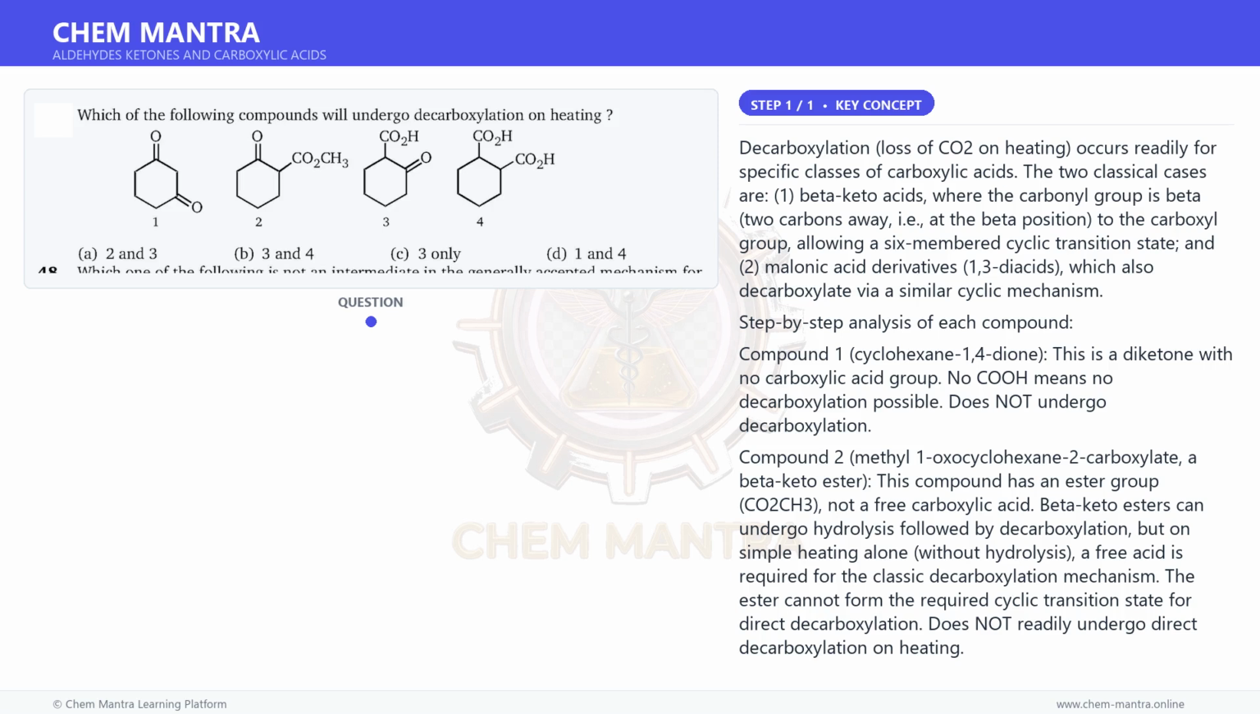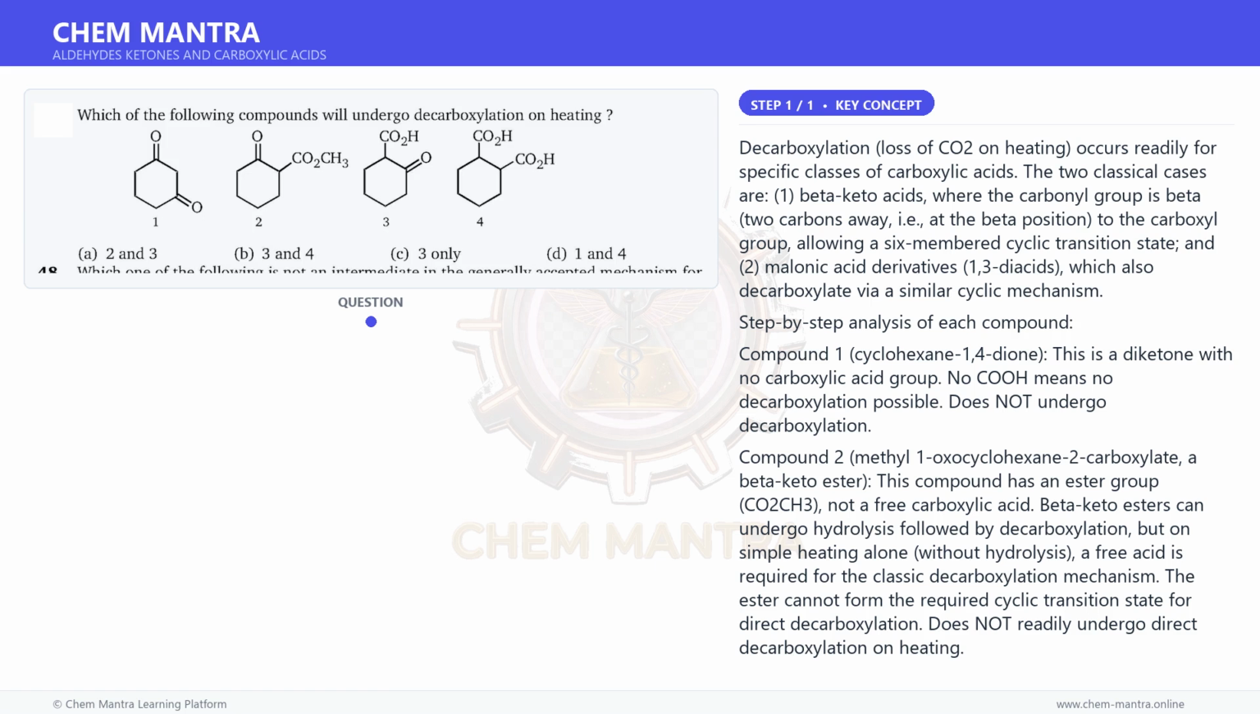Decarboxylation, loss of CO2 on heating, occurs readily for specific classes of carboxylic acids. The two classical cases are: 1. Beta-keto acids, where the carbonyl group is two carbons away, at the beta position to the carboxyl group, allowing a 6-membered cyclic transition state, and 2. Malonic acid derivatives, 1,3-diacids, which also decarboxylate via a similar cyclic mechanism.